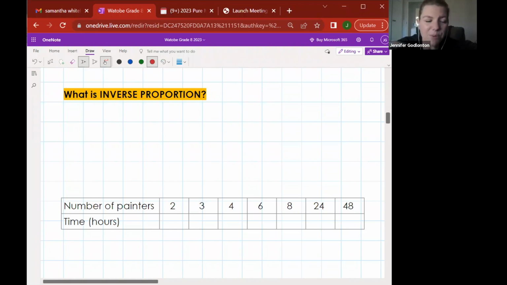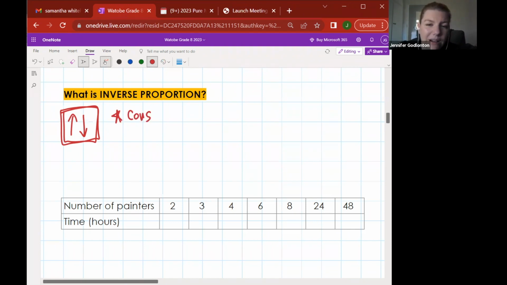So for inverse proportion, the way we remembered the last one was with our two little up arrows. For inverse proportion, think of it as one arrow that goes up and one arrow that goes down. And we're going to use a very special word here called a constant product, which we're going to talk about. So don't panic just yet.